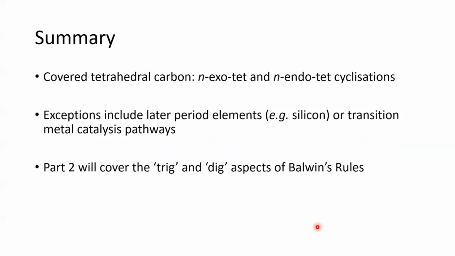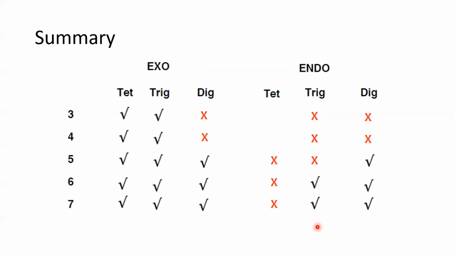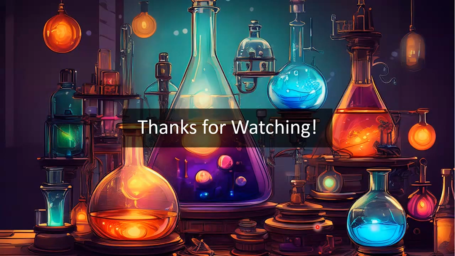So to summarize, we've covered the tetrahedral carbon examples, those being N-exo-tet and endo-tet cyclizations. Some exceptions include the later period elements, so things that can partake in hyperconjugation, like silicon, like phosphorus, like sulfur, or any form of transition metal catalysis will get you around Baldwin's rules to access forbidden products. Here is just the quick summary of Baldwin's rules, showing the ones that are favoured with a tick, while the ones that are disfavoured are highlighted with a red cross. That's the quick overview of Baldwin's rules.